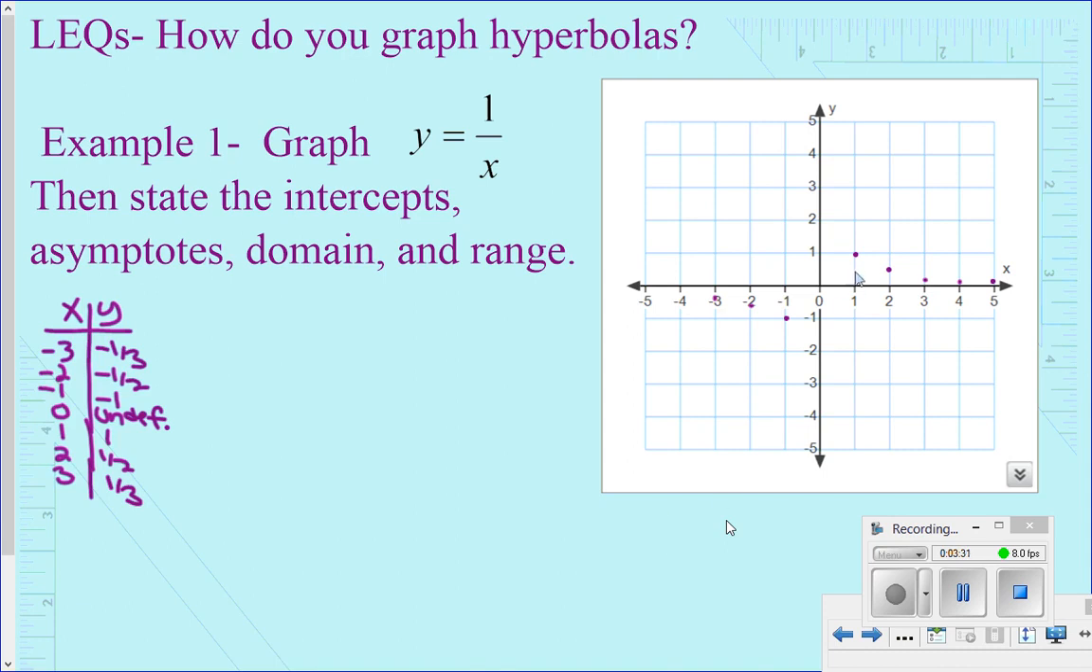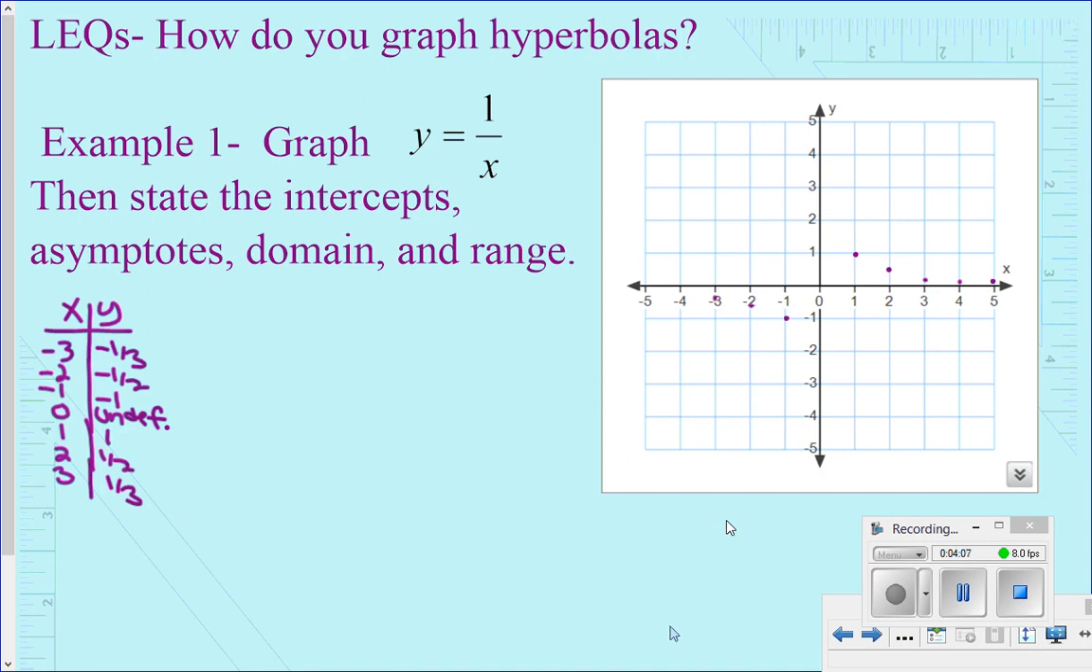And what we're seeing starting to happen is as the x values get larger, the y values are getting closer and closer to the x-axis, which has the equation y equals 0. We can see that happening, and that would continue on forever. If I put in 10, I'm getting 1/10. If I put in 100, I'm getting 1/100th. If I put in for x 1,000, I'm getting 1/1000th for y, and so forth. So as the x gets bigger, it's going to continue to get closer and closer, but not touch the x-axis.